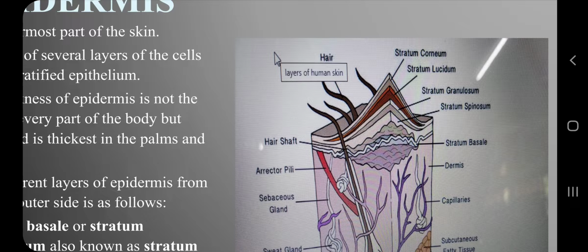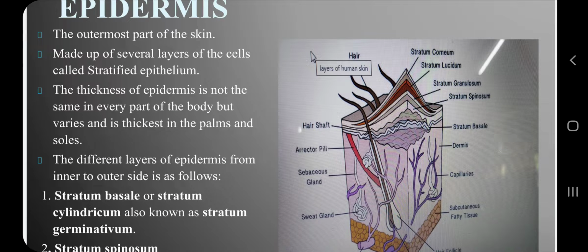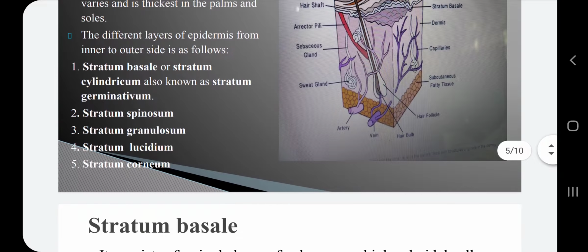The lowermost layer of epidermis you can see is stratum basale, then there is stratum spinosum, stratum granulosum, stratum lucidum, and the outermost is stratum corneum. So the lowermost is stratum basale, and moving outwards, stratum corneum is the outermost layer of the epidermis. Stratum basale is also called stratum cylindricum or stratum germinativum, and now we will discuss in detail all these layers. Stratum basale first.